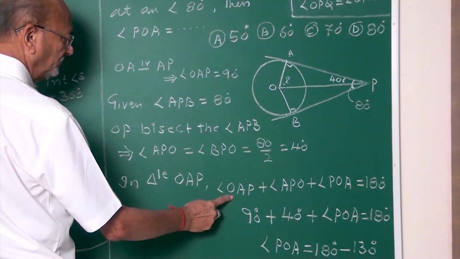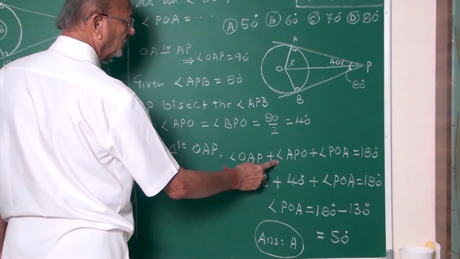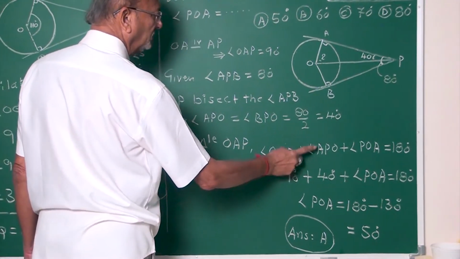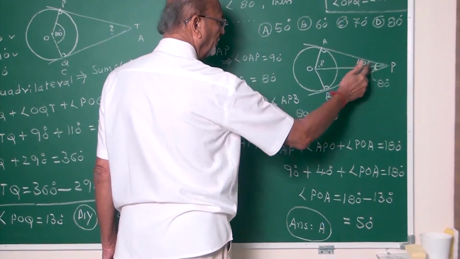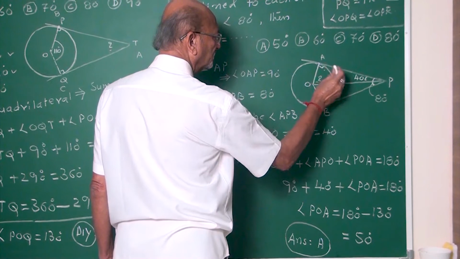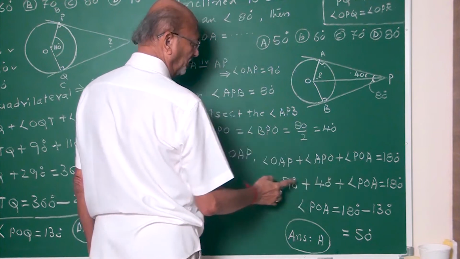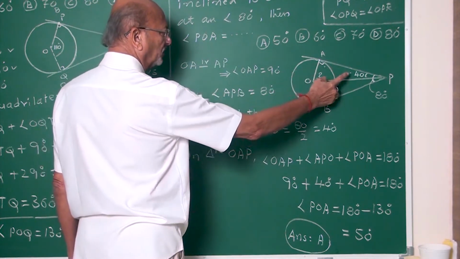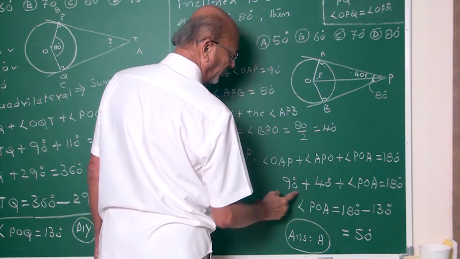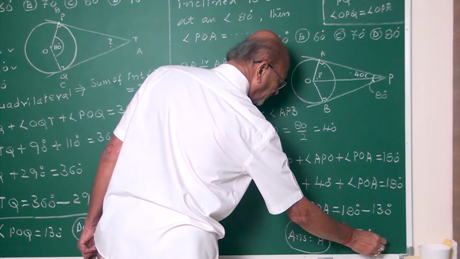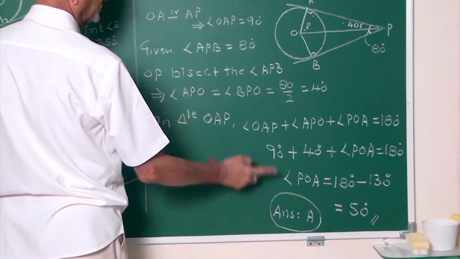Now in triangle OAP, angle OAP plus angle APO plus angle POA, my friends, this plus this equals 180 degrees. But what is the value of this? 90 degrees. And what is the value of this? 40 degrees. Therefore, this angle equals 180 minus 130, which is 50 degrees. Therefore, what is the answer, my friends? A is your option.